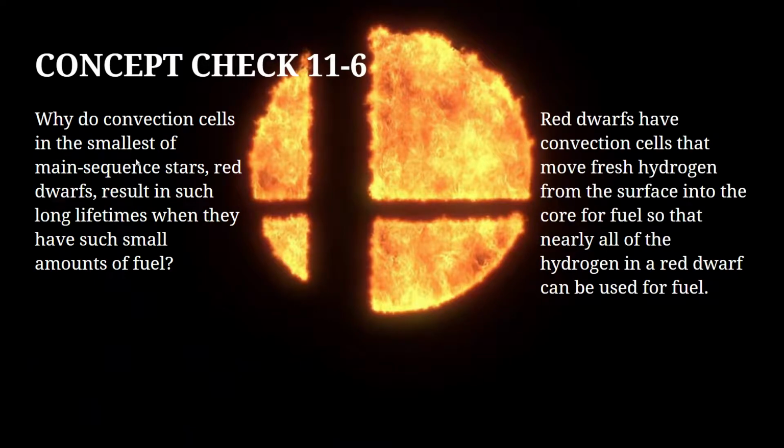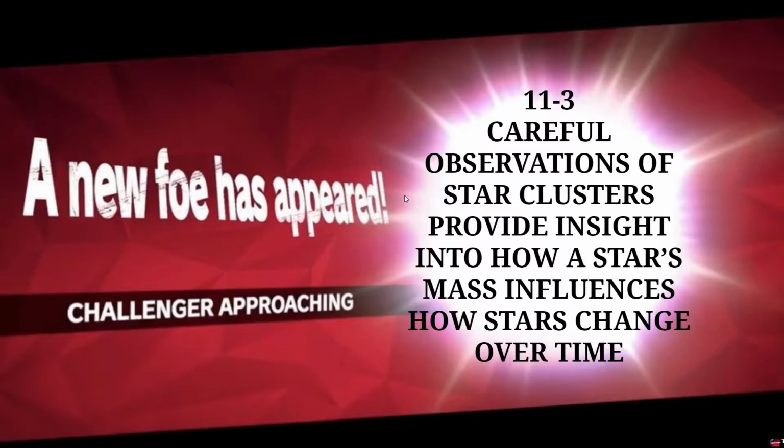So why do convection cells in the smallest of the red dwarfs result in such long lifetimes? Because they get to move fresh hydrogen from the surface into the center so that nearly all of the hydrogen in the star can be used for fuel. Our sun just uses the core hydrogen for fuel, but red dwarfs use all of their hydrogen for fuel.